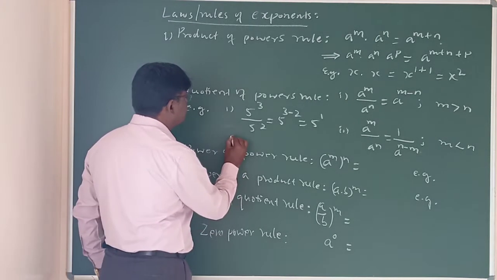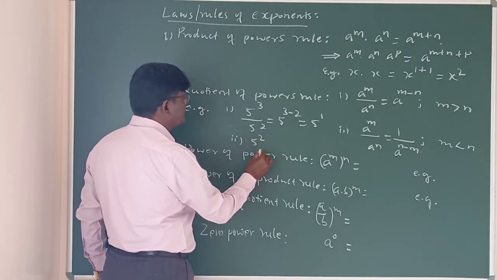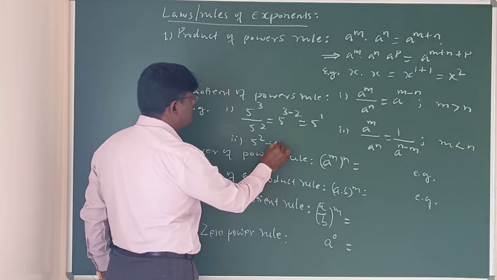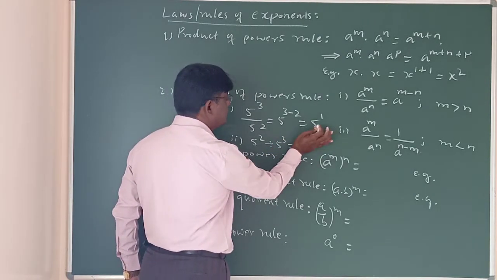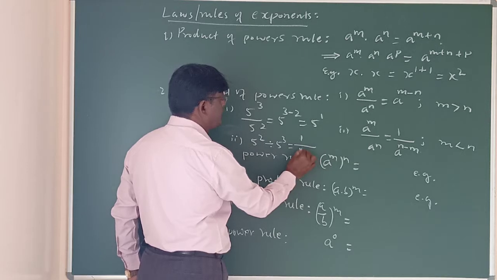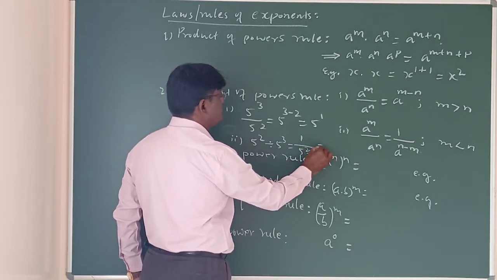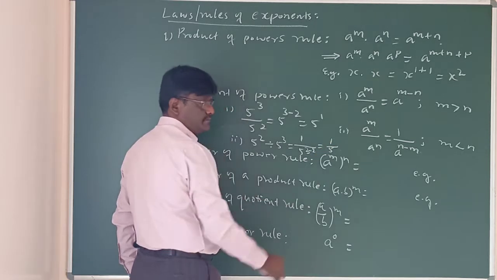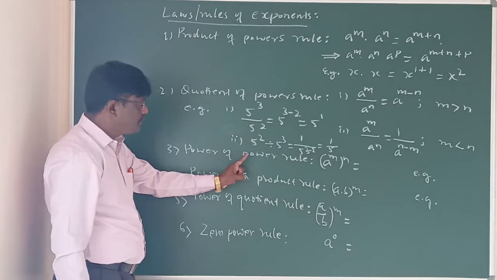Denominator is greater. For example, we shall take the same thing, 5 square divided by 5 cube equals 1 by 5. This we write as 1 by 5 power 3 minus 2, equal to 1 by 5, like that. Okay. Next, the power of power rule.